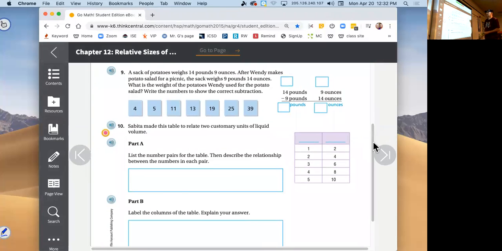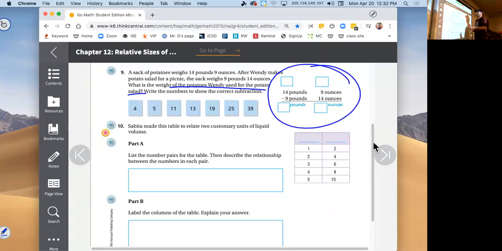A sack of potatoes weighs 14 pounds, 9 ounces. So we're going to have to figure out how many total. What is the weight of the potatoes when you use them for the potato salad? When you make potato salad for a picnic, the sack weighs 9 pounds, 8 ounces.